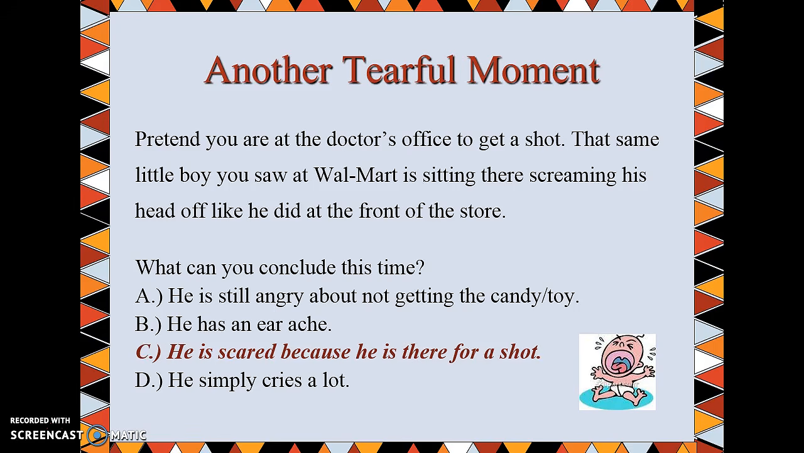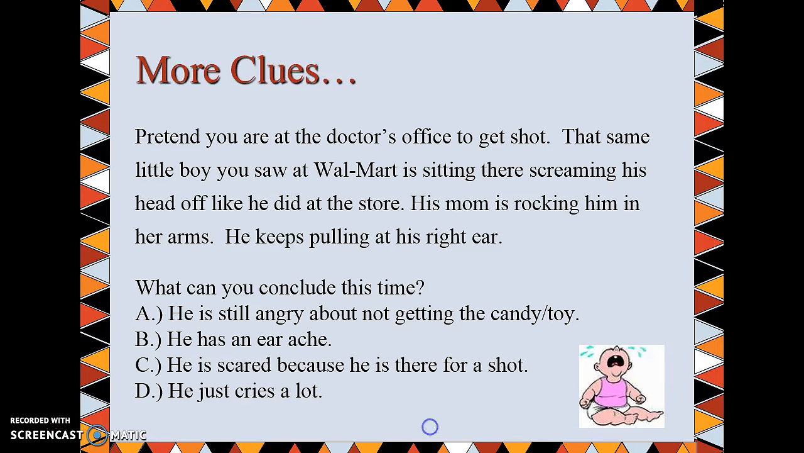Did you get it right? He's scared because he is there for a shot. Possibly. It's just one idea that you might have, one conclusion that you can draw based on evidence from the text. You know the little boy is upset. You know that he's at the doctor's office. You're there to get a shot. It's possible that he's scared because he's there for a shot as well.